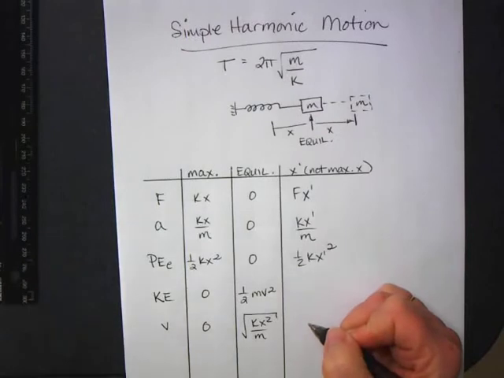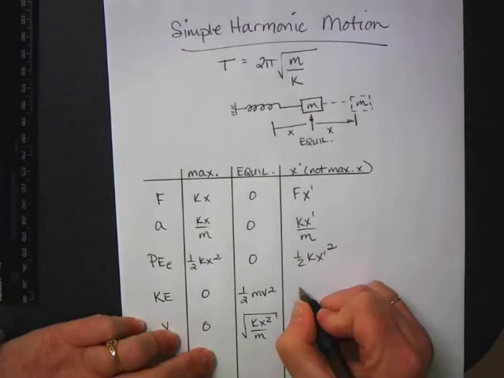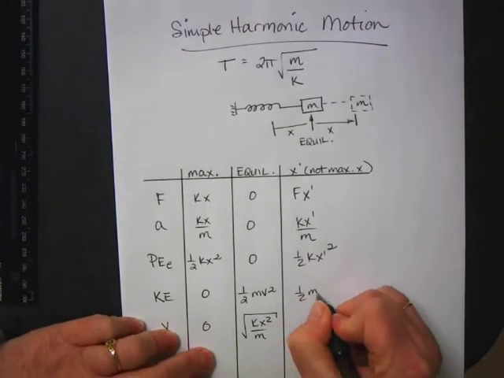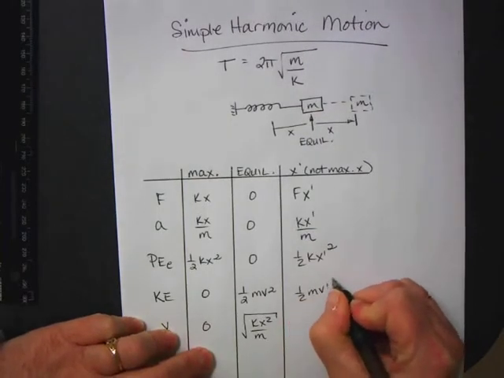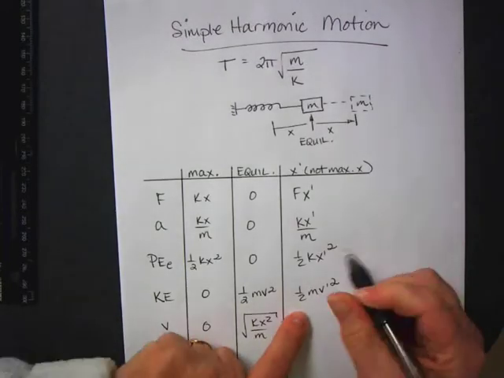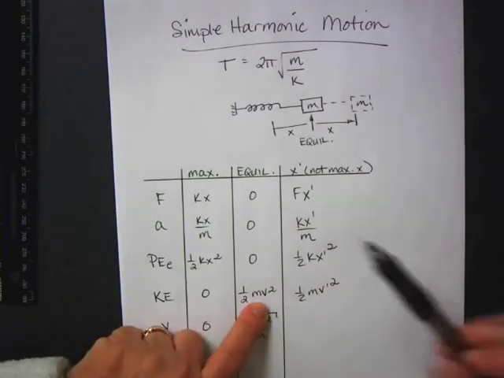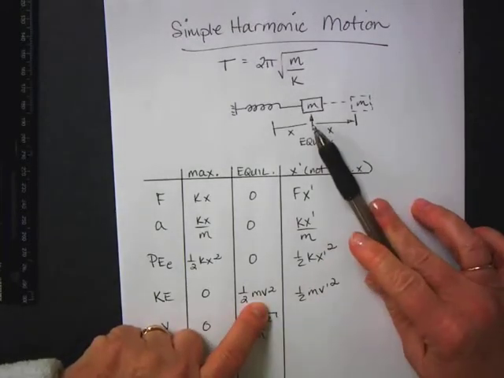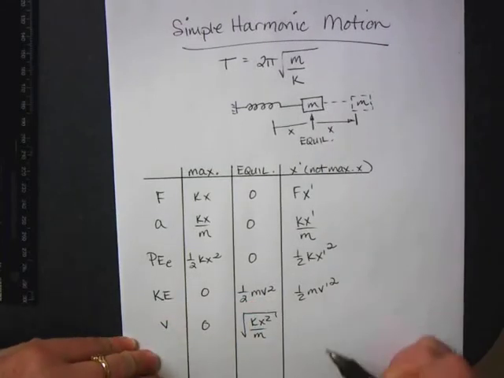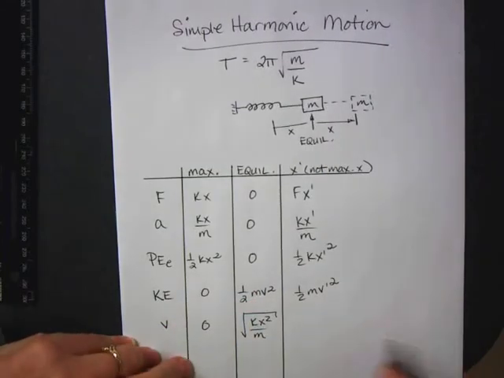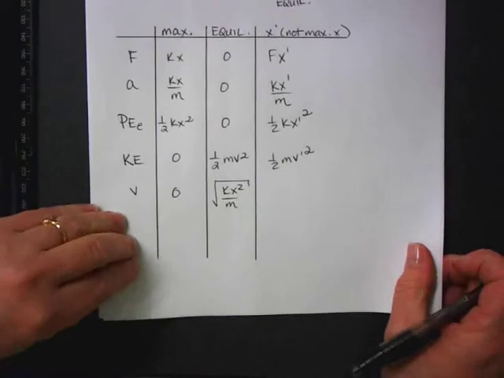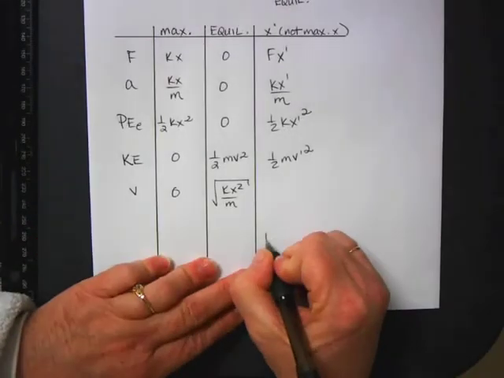Kinetic energy and velocity now are the things that are going to be a little bit more tricky to find out. I'm going to put kinetic energy as 1/2 mv prime squared because it's not the maximum velocity spot when it's flying through equilibrium, but some other velocity. And then how do we figure that out? Well, move this up a bit.